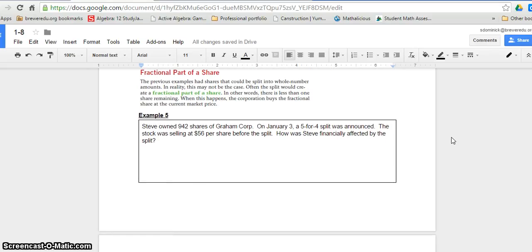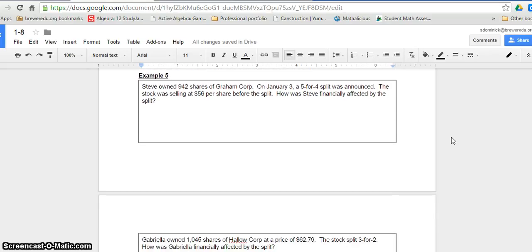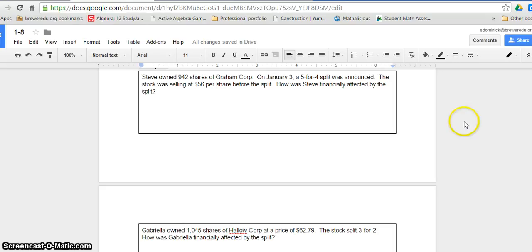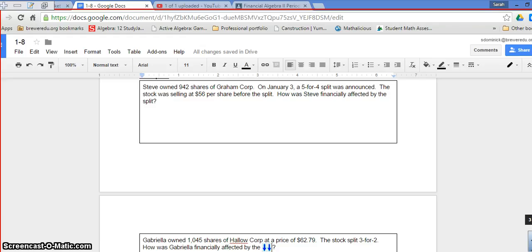Okay, fractional part of a share. I'm hoping you kind of saw that in your vocabulary. This is what happens when they do a split and there's leftovers, right? You can't have a fraction of a share. You can't own that. So the company actually buys out the fractions and then combines them together to form full shares and can sell those. So this is kind of a situation where that happens.